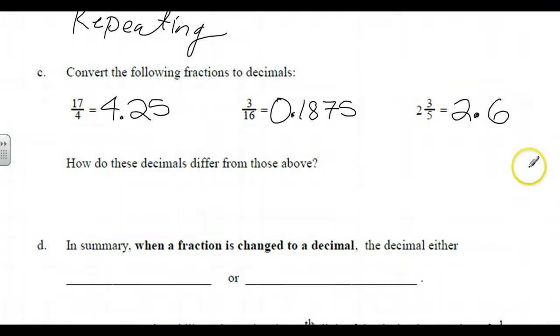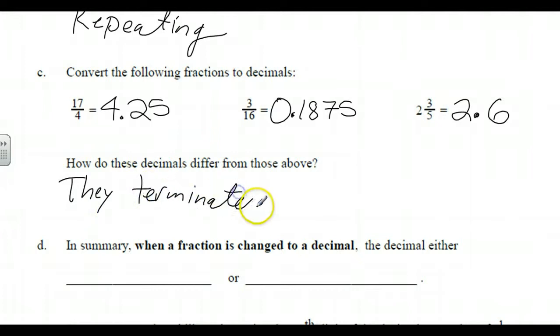Now you'll notice no repetition. And when it doesn't repeat, we say that it terminates. It ends. So they terminate. So when a fraction is changed to a decimal, the decimal either repeats or terminates.